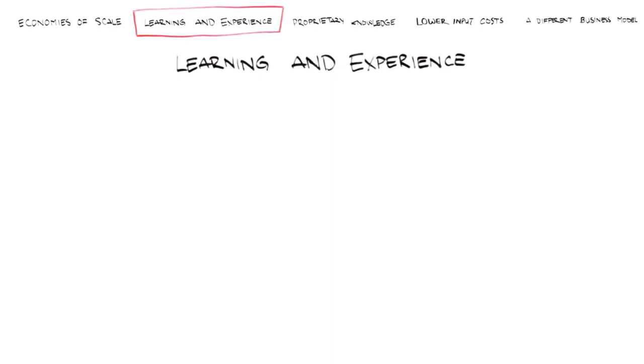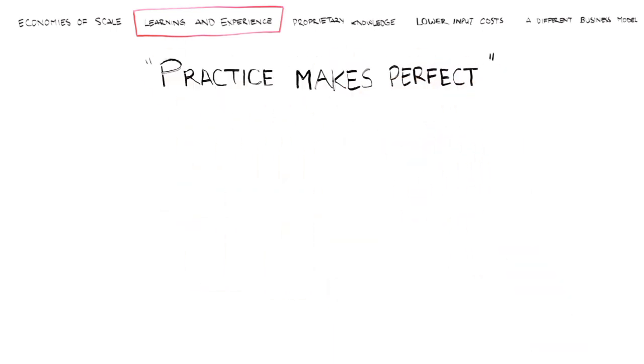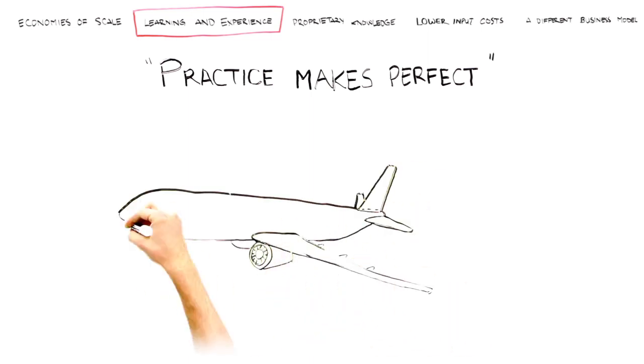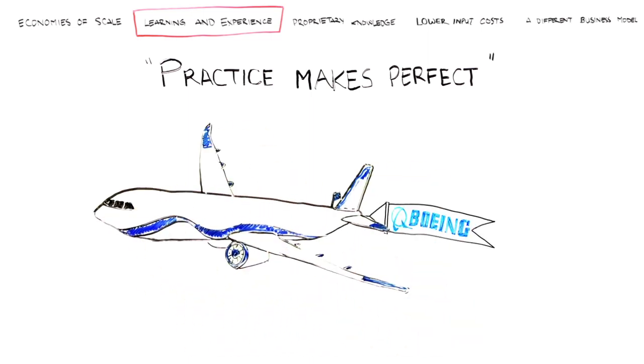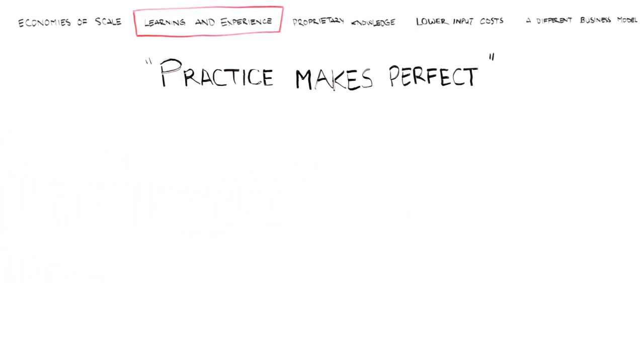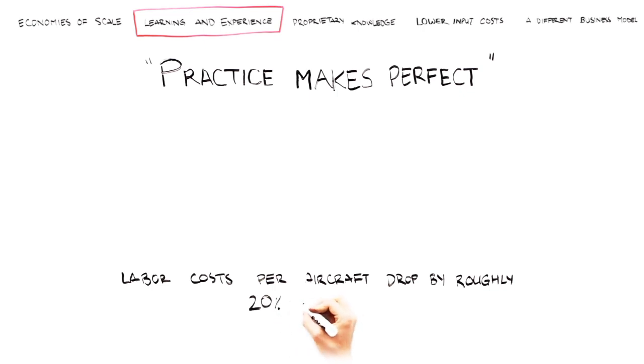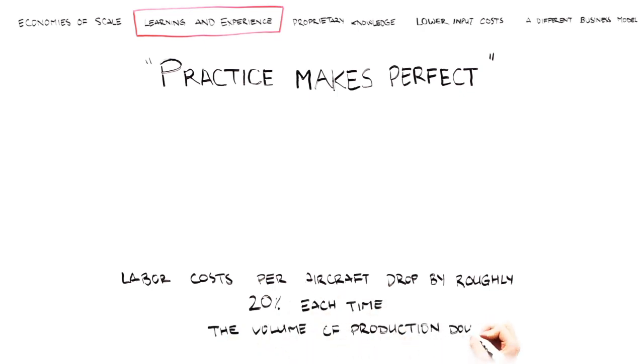A second way that companies pursue a cost advantage is through greater learning and experience at production or selling. In effect, implementing the adage, practice makes perfect. These companies rely on the fact that humans can perform tasks more efficiently, more quickly, with greater dexterity, the more a task is repeated. For example, in the aircraft manufacturing industry, companies like Boeing and Airbus have found that their labor costs per aircraft drop by roughly 20% each time the volume of production doubles.